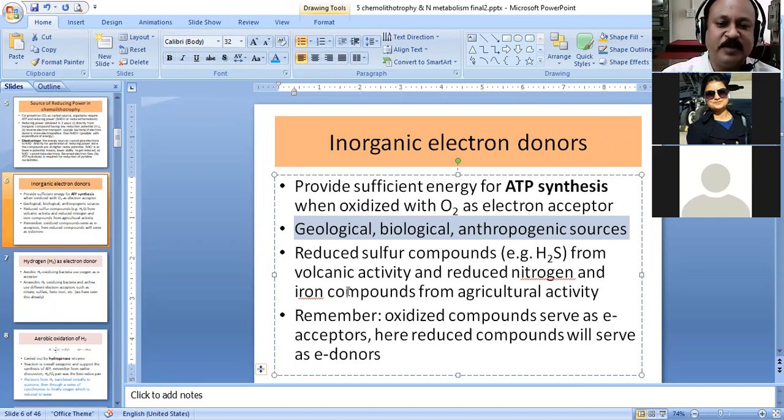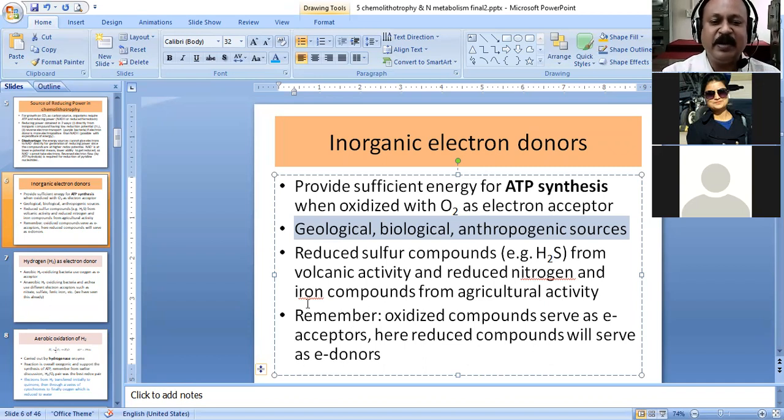to the microorganisms. Now one of the important such compounds is H2S, hydrogen sulfide, which is a reduced form of sulfur. H2S is a highly reduced form of sulfur, and because it is a reduced form of sulfur, it will be able to give away electrons. This H2S is also generated from volcanic activity. Then reduced nitrogen compounds or reduced iron compounds, that is ferrous salts, are made available from the agricultural activities.